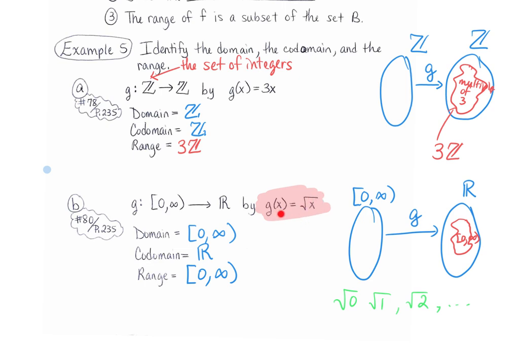So if you take g of 0, it is equal to the square root of 0, which is 0. G of 1 equals the square root of 1, which is 1, and so on. So that's what lives in this set here.